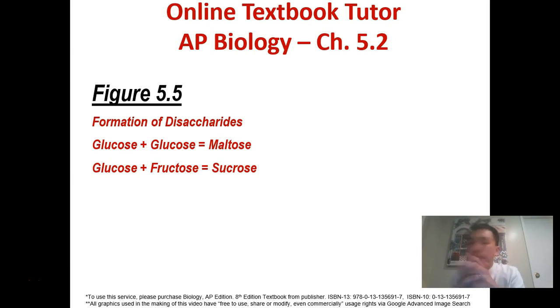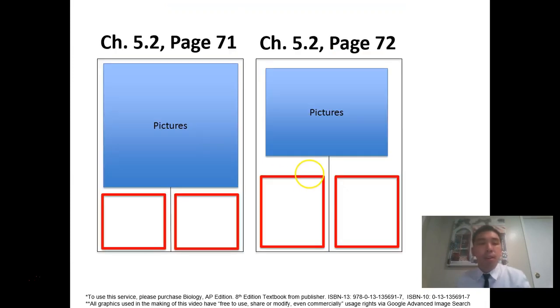Okay, so we got maltose and we got sucrose. As you can see here, in figure 5.5, it talks about the 2 different structures there as they come together. Here we go, let's keep going.